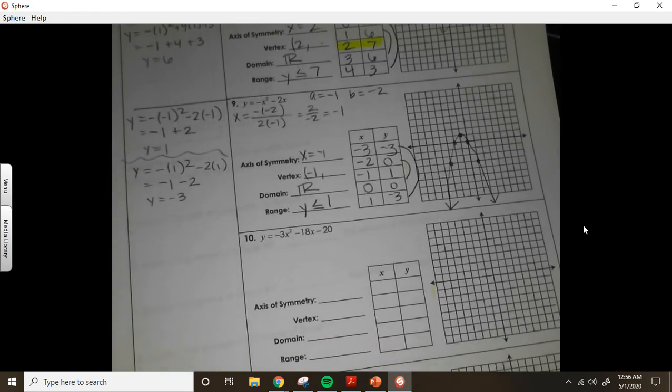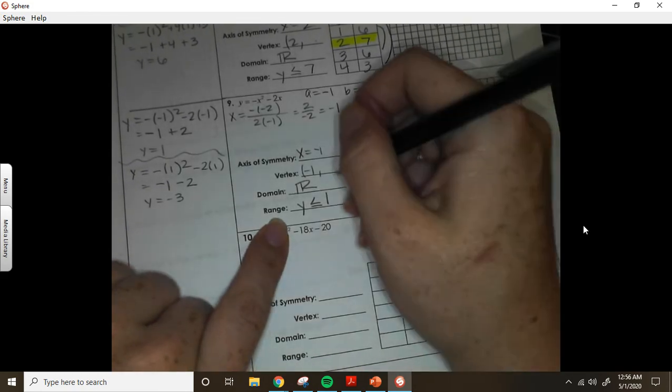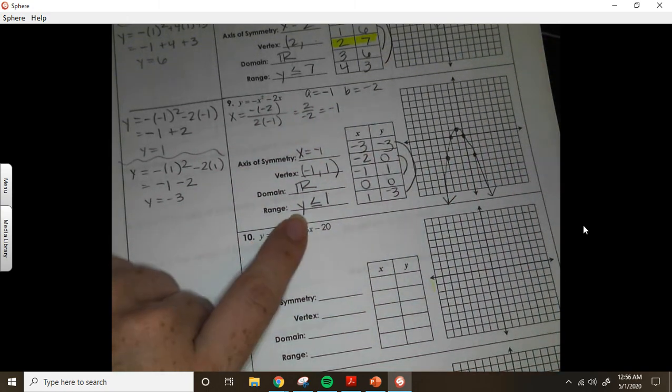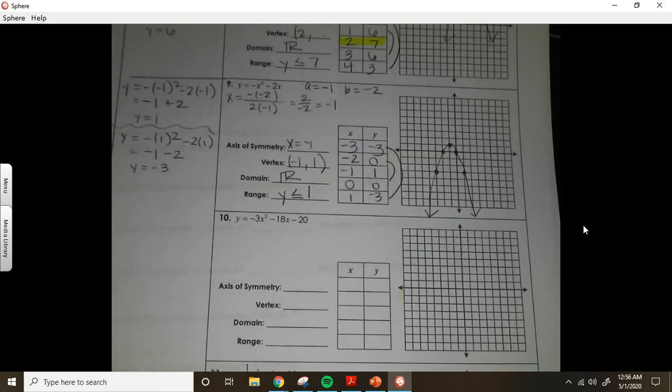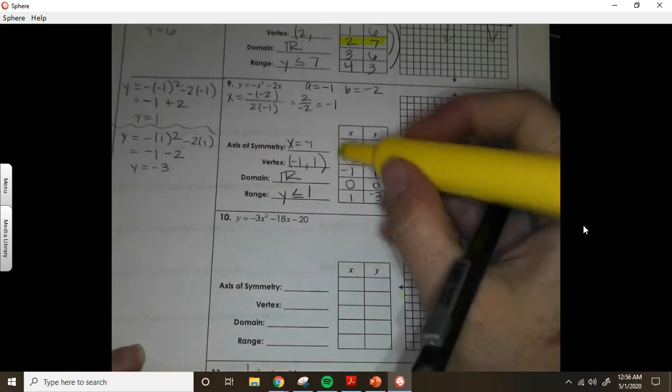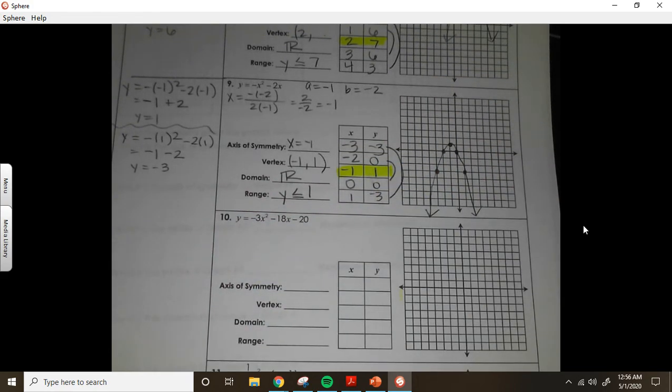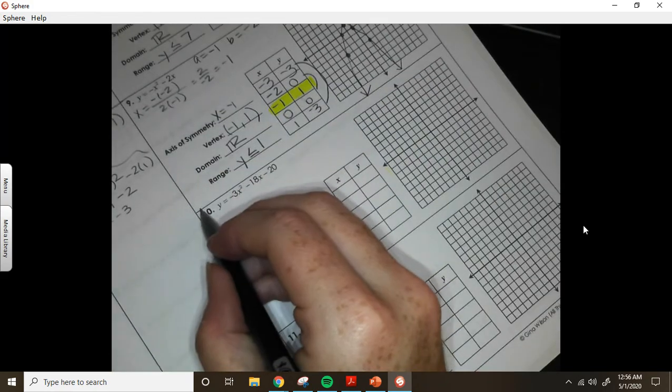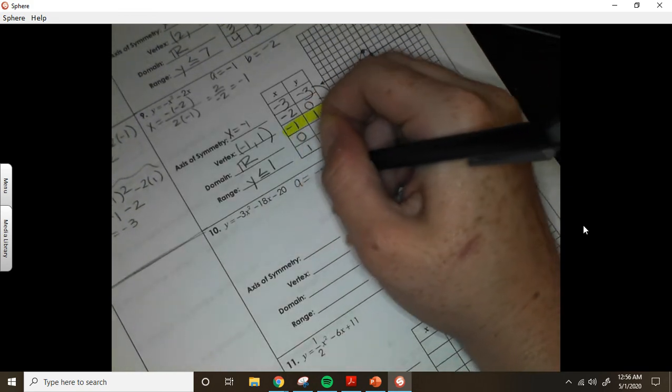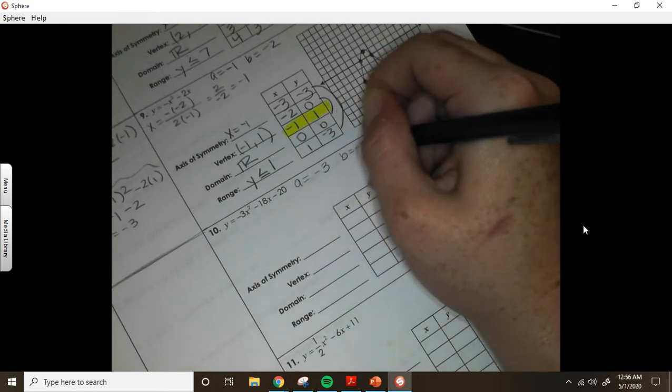That's your parabola. Okay, I didn't fill out my vertex. My vertex is negative 1, 1. The domain is all real numbers. The range is less than or equal to 1 because it's going down, and our point is here. Two more: a equals negative 3, b equals negative 18.